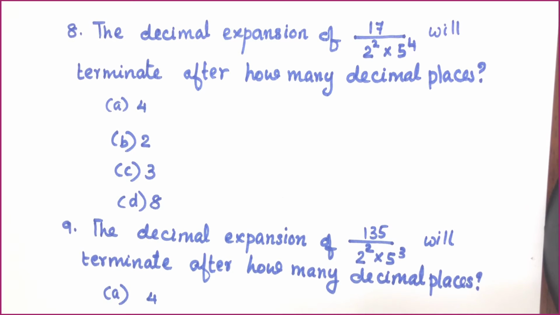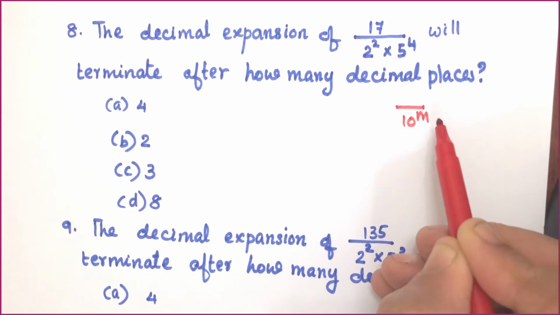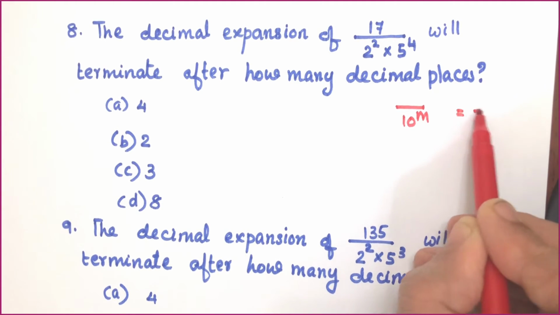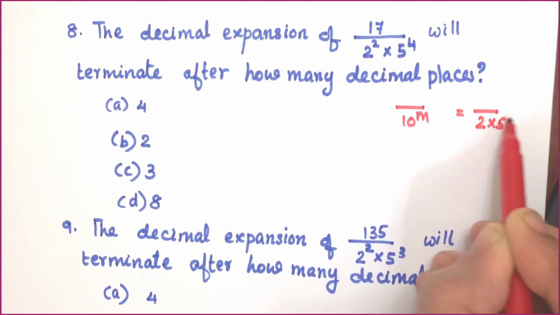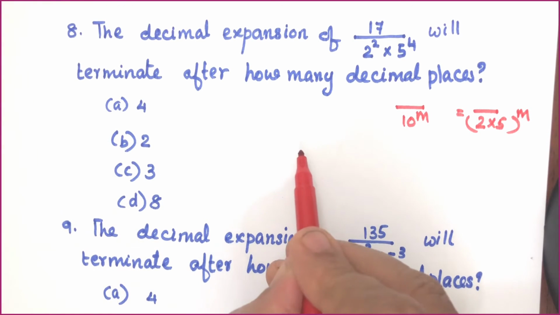Next, question 8 is, the decimal expansion of 17 divided by 2 power 2 times 5 power 4 will terminate after how many decimal places? Please note that this type of questions are frequently coming in our board exams. Here one thing we have to understand, that if the denominator is of the form 10 power m, it will terminate after m decimal places. 10 means the factors are 2 and 5. So if the factors 2 and 5 have the power m, it will terminate after m decimal places.